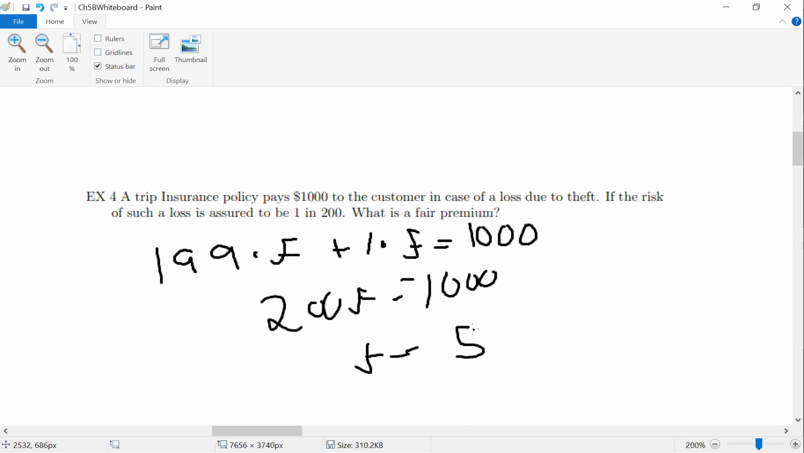Okay, any questions about that? The math is very simple. It's more so a conceptual type of thing. All right, let's go back to Z-scores.